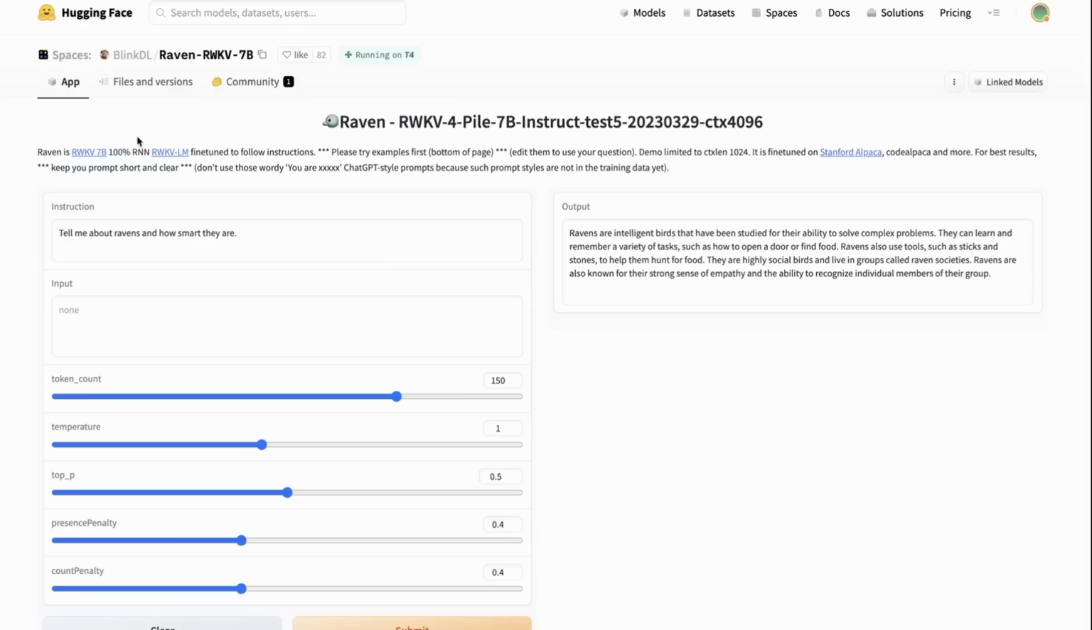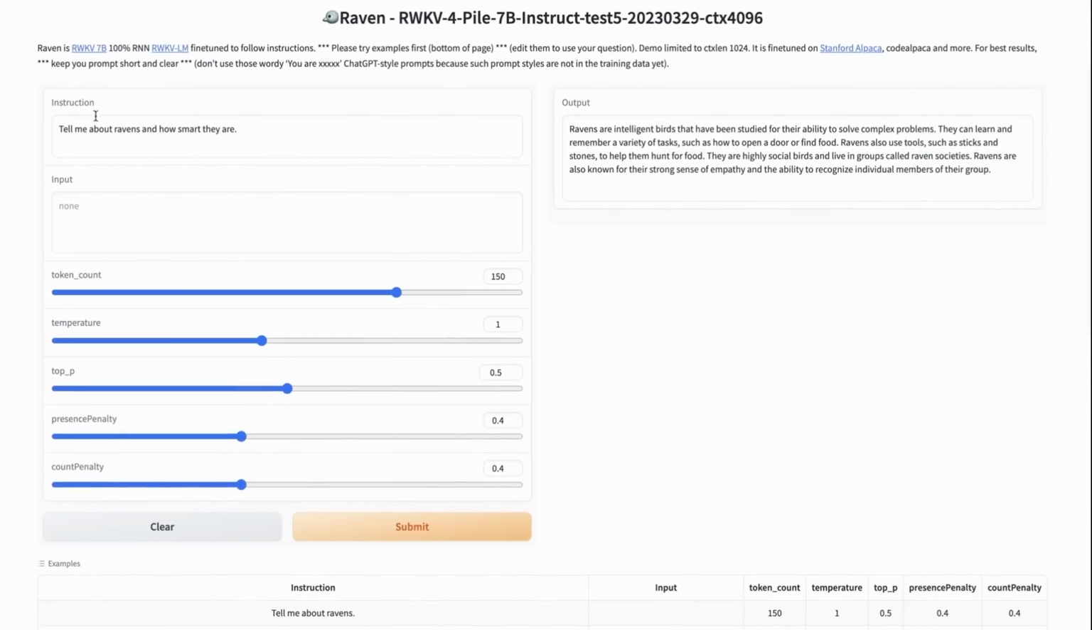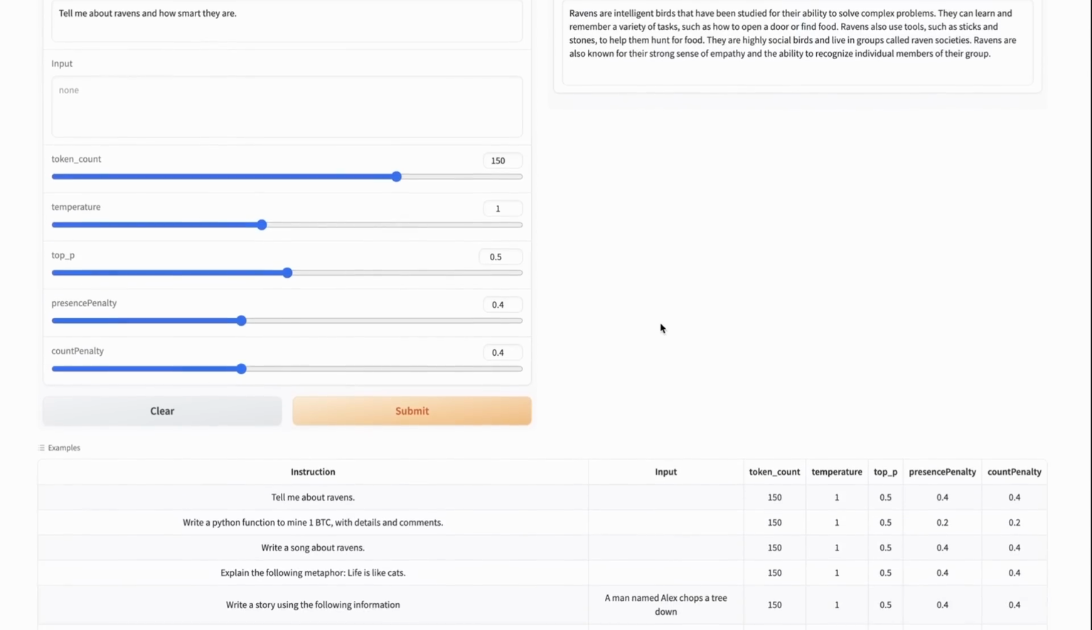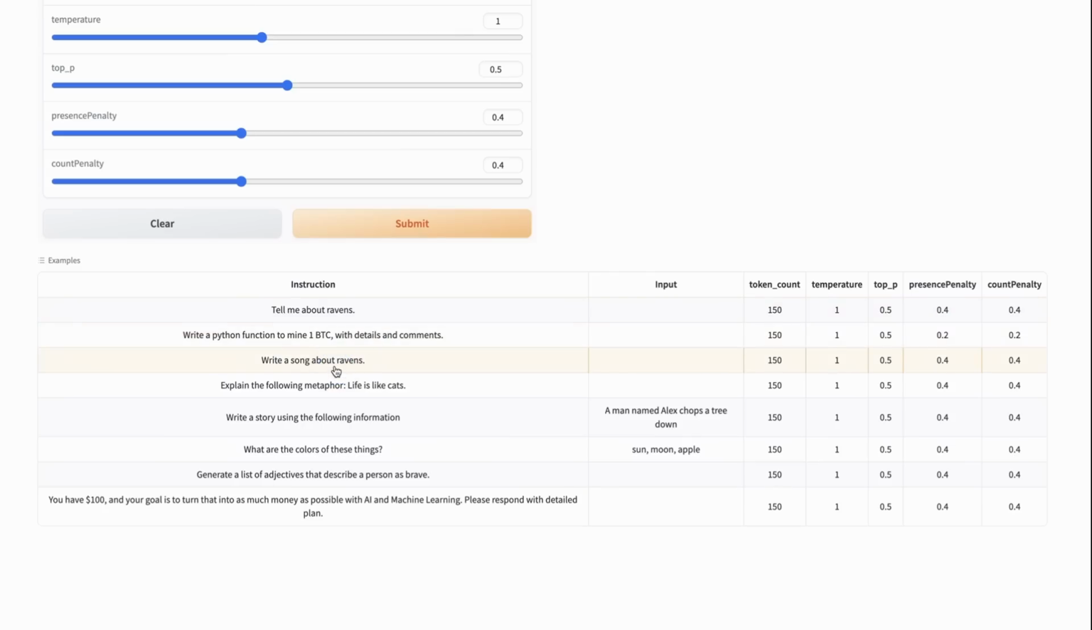The one that is interesting is this Raven. Raven is basically one of these models for a 7 billion model, and it's fine tuned on the Stanford Alpaca Dataset. And you can see that this one does very well. If I ask it, tell me about ravens and how smart they are, the output it generated was: ravens are intelligent birds that have been studied for their ability to solve complex problems. They can learn and remember a variety of tasks. You see, very good, coherent text that is doing really well. So definitely this is the model that is worth playing with and checking out. And it seems to be generating pretty quickly as well.